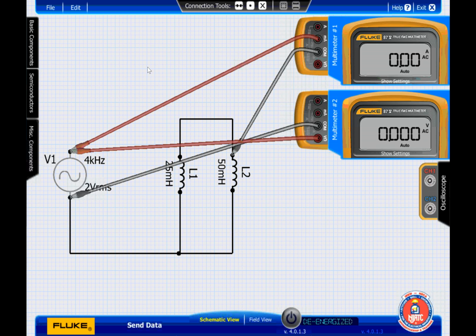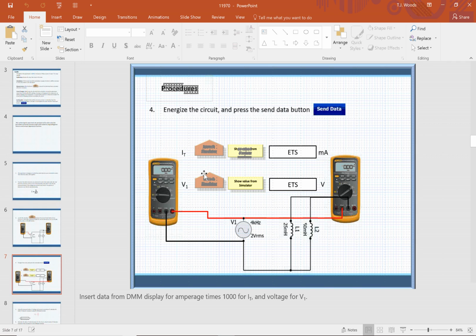I felt it might be easiest to answer your questions as far as what it is I'm looking for by just recording me walking through the lab and with the file that I sent you before. So this is the same schematic from the lab, as you can see here, with the power source being 4 kilohertz at 2 volts RMS, a 25 millihenry inductor for L1 and a 50 millihenry inductor for L2.